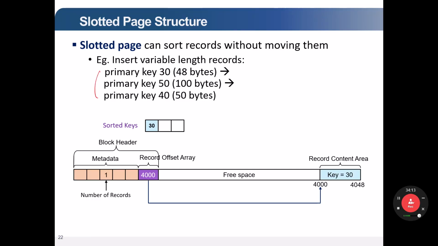Suppose we are storing 3 records, and they have numeric primary keys 30, 50, and 40. It doesn't have to be this way, but let's assume that we want to store these records in sorted order of primary keys. So 30 needs to come first, and 50 should come last. The logical view is shown right here. In this slotted page structure, we have metadata. In this metadata, we keep track of how many records are stored in the current page.